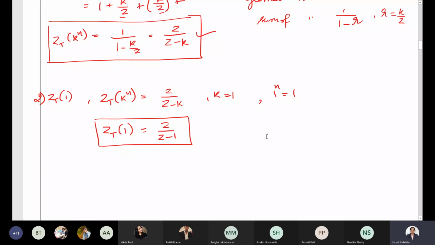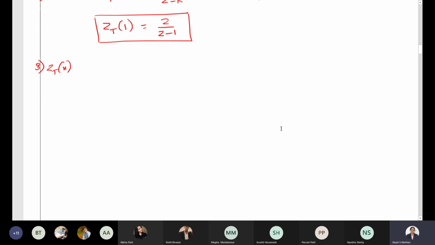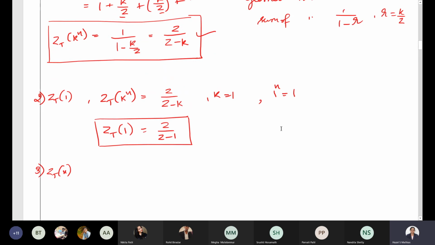So you need to remember this. What is the Z transform of k power n? It is z by z minus k. The Z transform of 1 is z by z minus 1. So let's discuss the third standard Z transform, that is the Z transform of n. If you compare this with the previous one, we will take the case when k equal to 1.